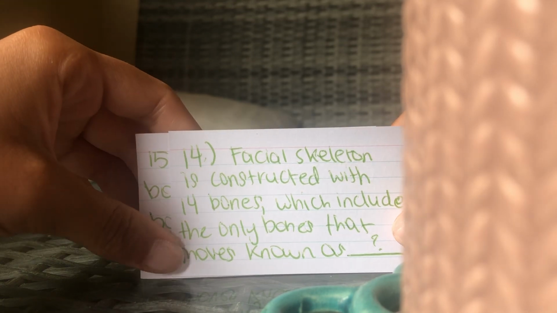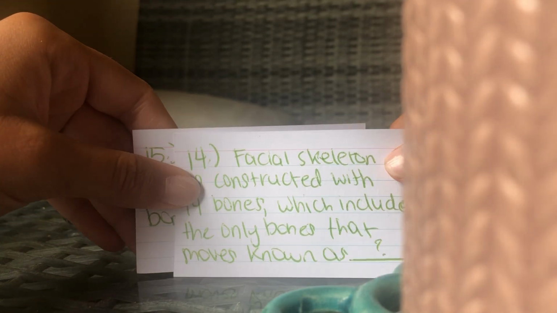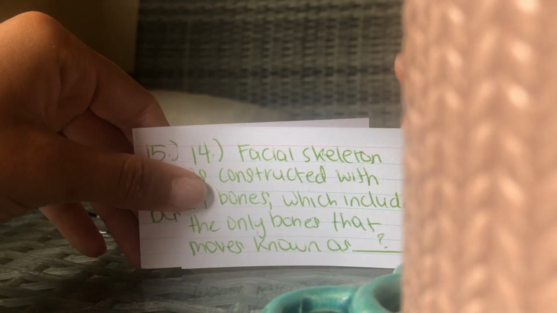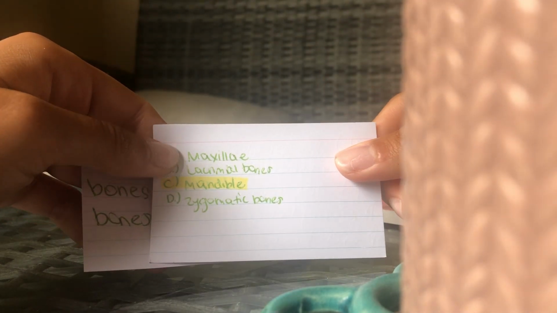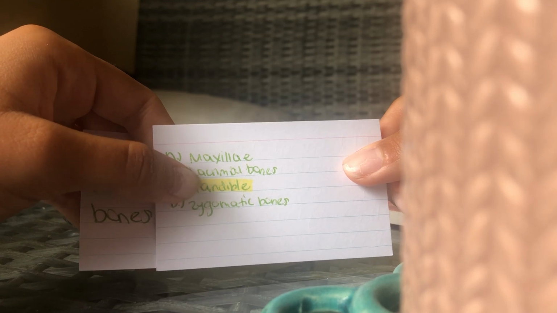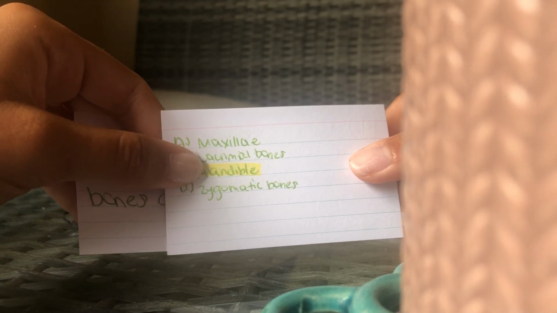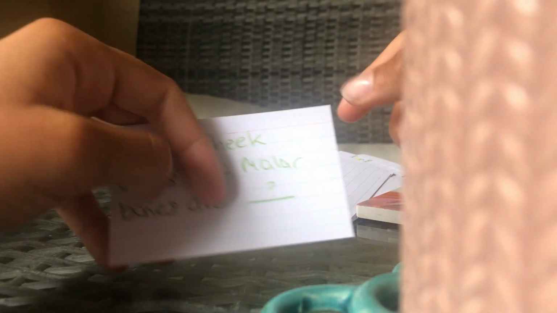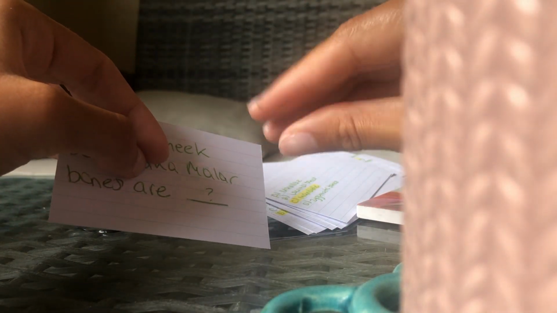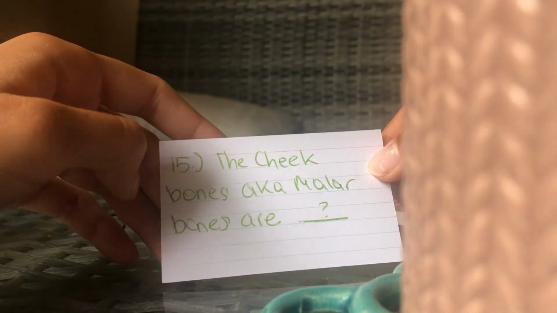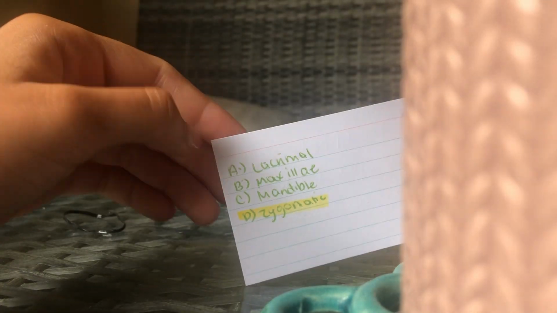The facial skeleton is constructed with 14 bones, which include the only bone that moves, known as the mandible. Mandible are the chewing bones. So your teeth move. Well, not your teeth, but your jaw moves. The cheekbones, aka malar bones, are zygomatic. So yeah, that's in your cheeks.